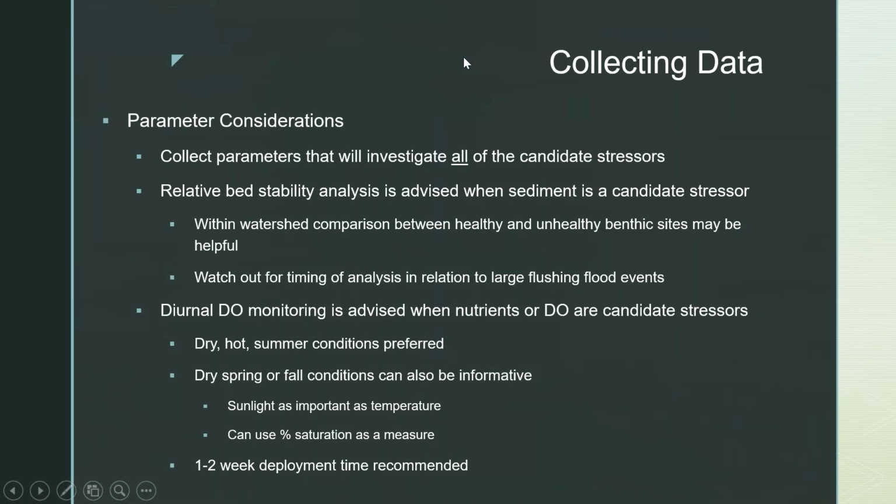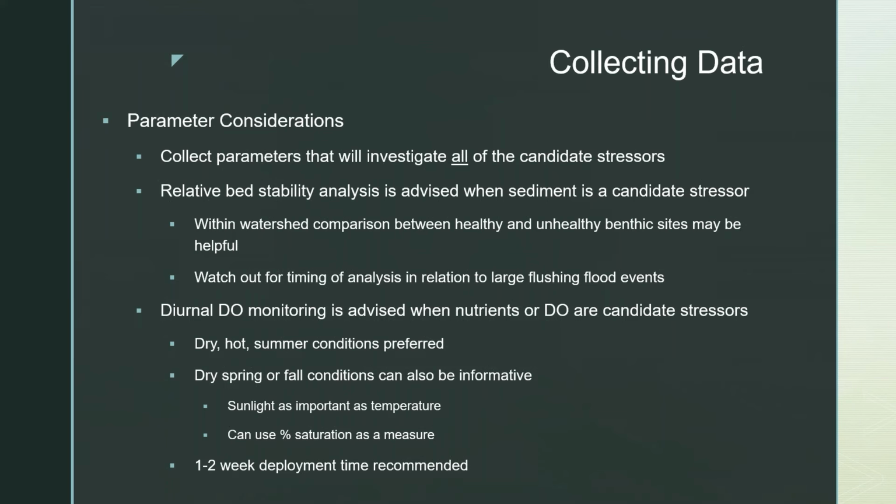All right, and what parameters are we going to consider? We've looked at stations and where we are going to locate those stations. What parameters are we going to collect? Well, if we've developed our list of candidate stressors, we need to have some water quality data for each of those.